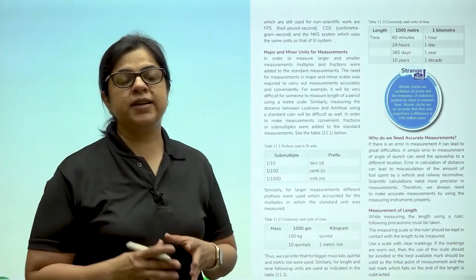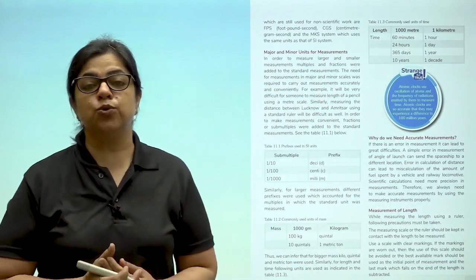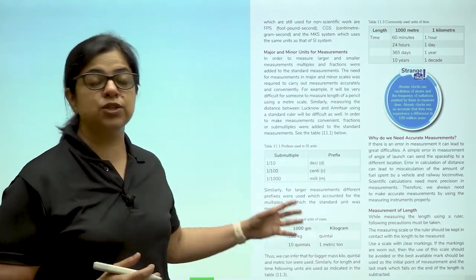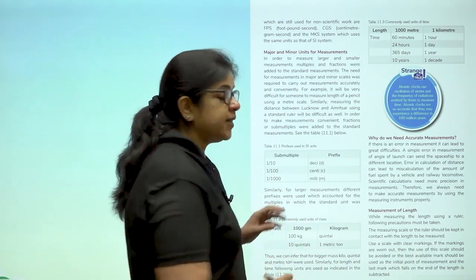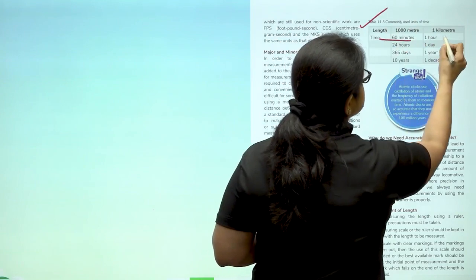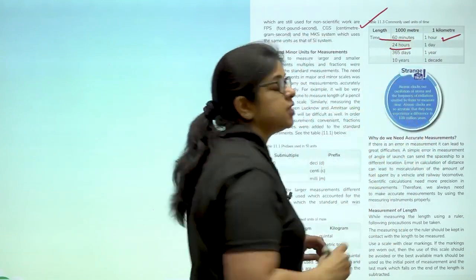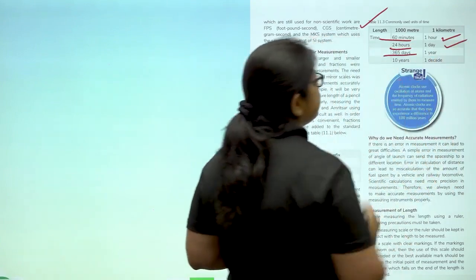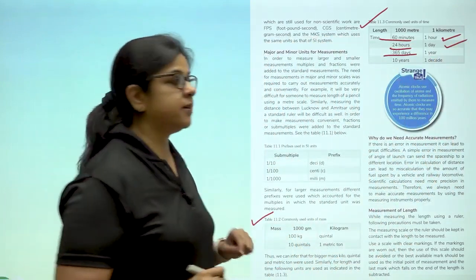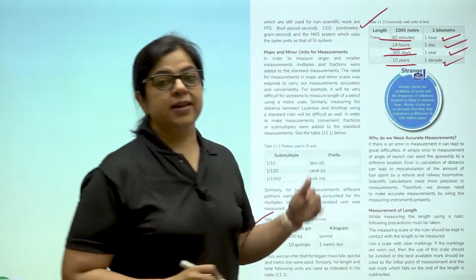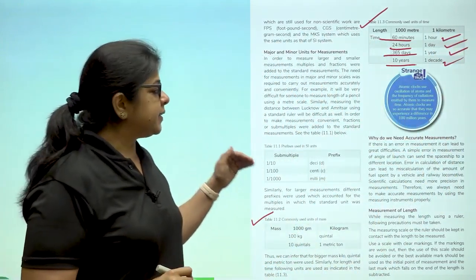And we have already seen what are the units that are used for measuring length. We have understood the units used for measuring weight. And for time, what do we use? We say 60 minutes is 1 hour, 24 hours is 1 day, 365 days is 1 year and 10 years is 1 decade. This is how we measure time.